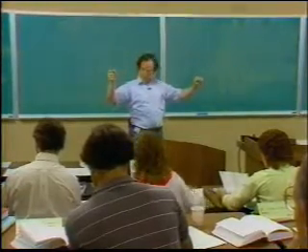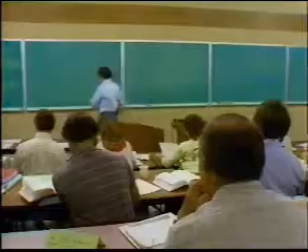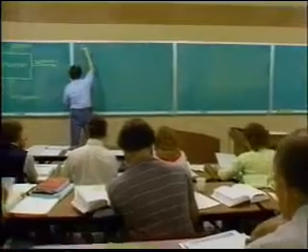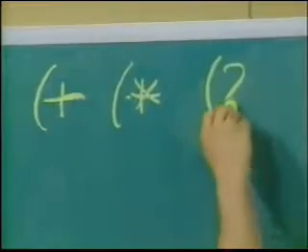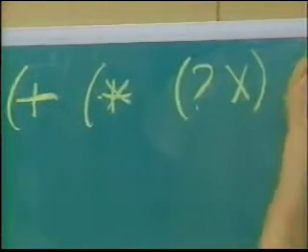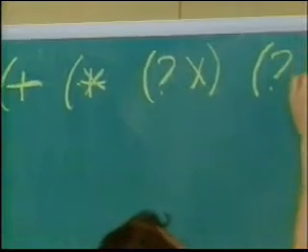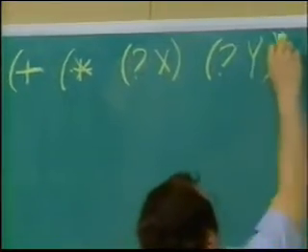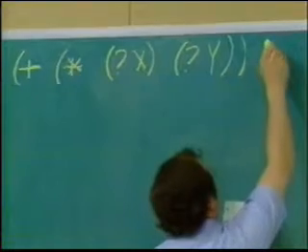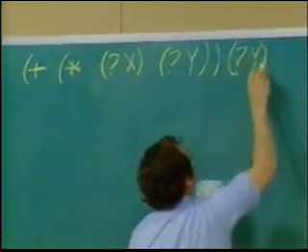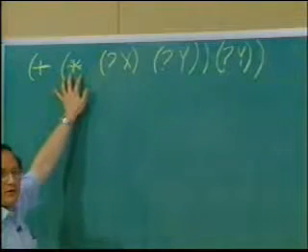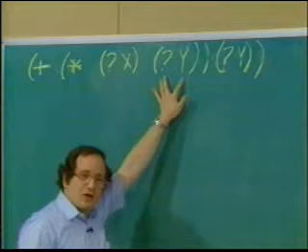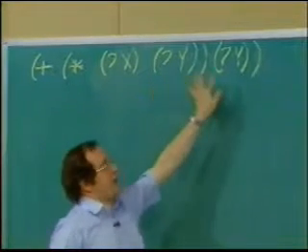Okay. Looking at that in a bit more detail, suppose I had a pattern which was the sum of the product of a thing which we will call x and a thing which we will call y, and the sum of that and the same thing we call y. So we're looking for a sum of a product whose second argument is the same as the second argument of the sum.